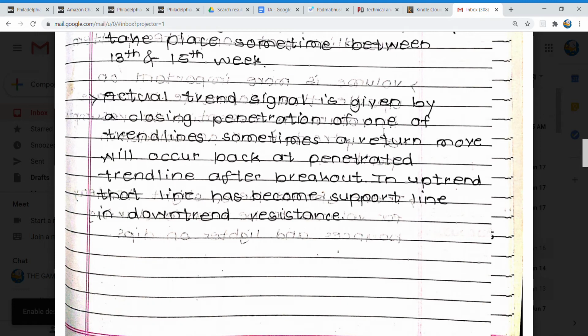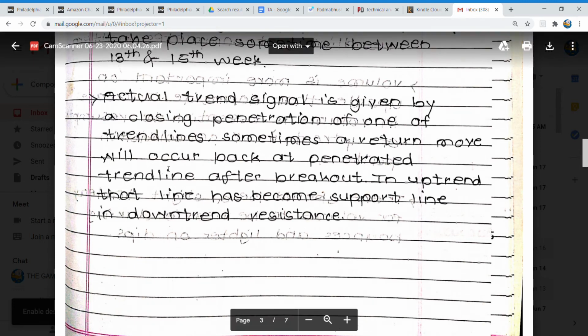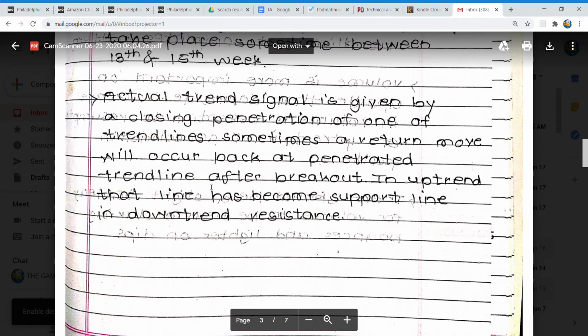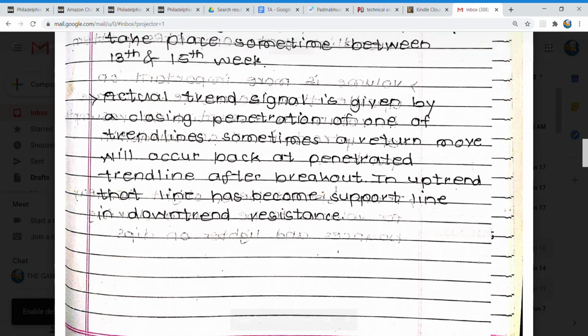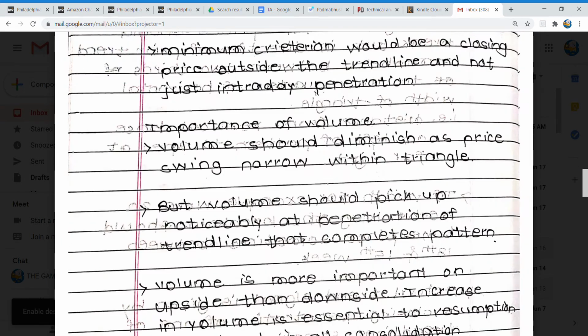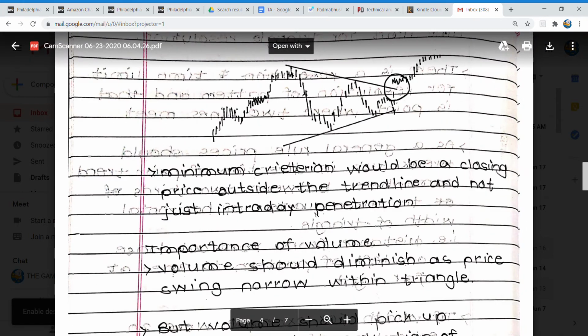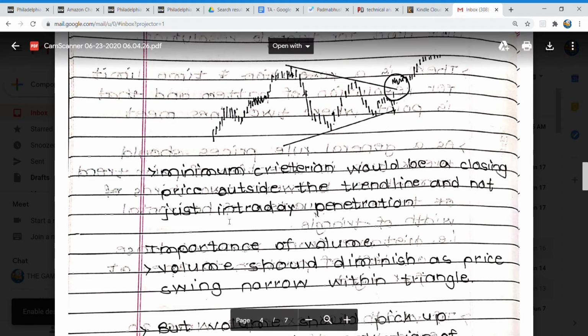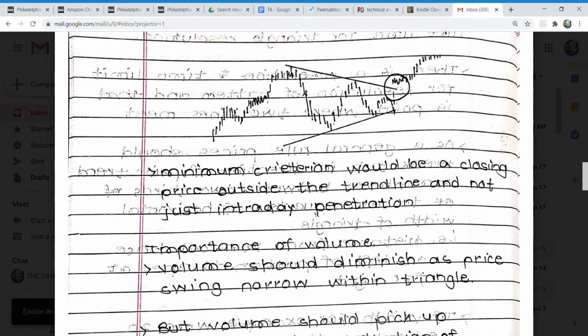So the actual trend signal is given by a closing penetration of one of the trend lines. Sometimes a return move will occur back at the penetrated trend line after the breakout. So this upper trend line will act as support, and the lower trend line will act as resistance. The minimum criterion would be a closing price outside the trend line and not just an intraday penetration.